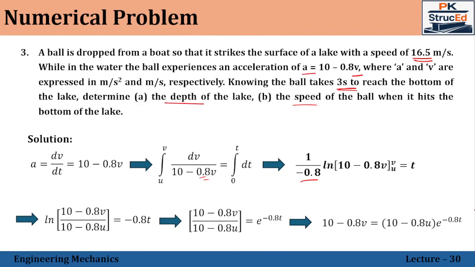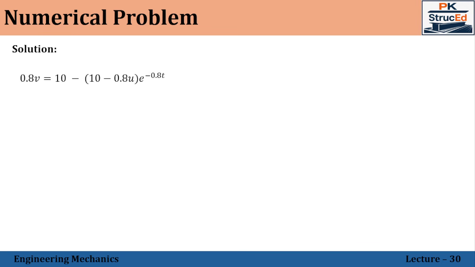Okay, they gave the initial velocity as 16.5 meter per second. That is the initial velocity of the lake portion. When the object strikes the surface of the lake, that is the initial velocity within the water body. So u is known. Substituting the value of u, we will have, again repeating that one.